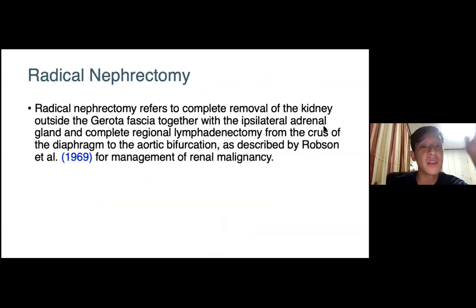So next is a radical nephrectomy. Radical nephrectomy actually refers to a complete removal of the kidney outside the Gerota's fascia together with the ipsilateral adrenal gland and complete regional lymphadenectomy from the crus of the diaphragm to the aortic bifurcation. This was the full description. However, today the adrenal gland is spared if possible, because when the adrenal gland is not involved in the tumor, you may preserve it.